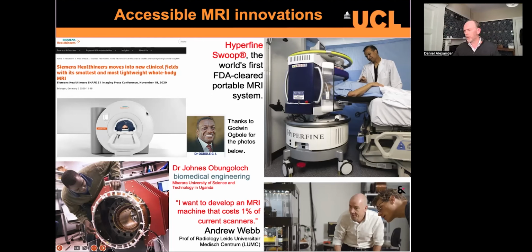But it is still an MRI scanner of the traditional form. It's fixed. You have to take the patient to the scanner and put them inside the big tube here, like most MRI scanners.